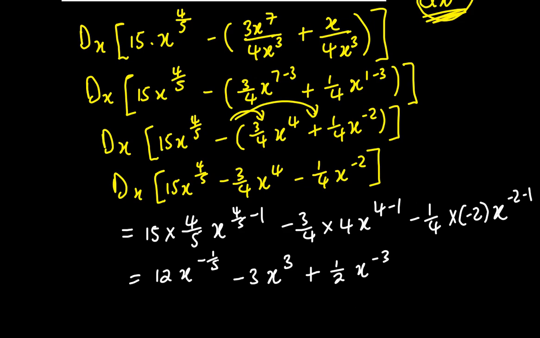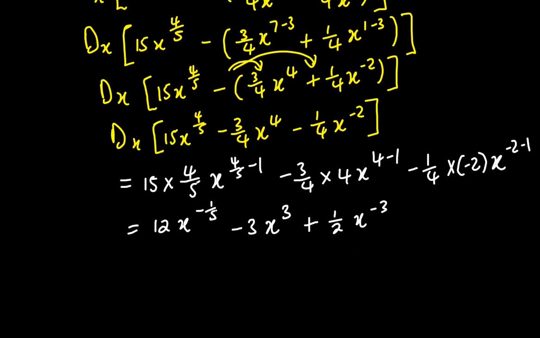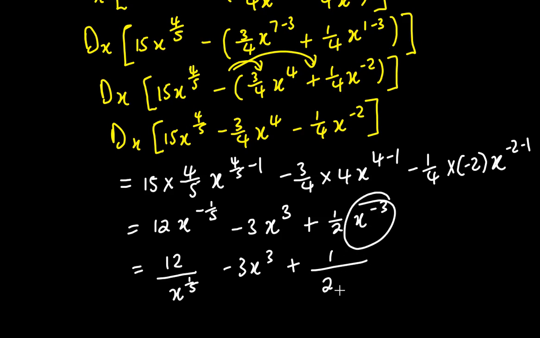Now remember, if they want you to leave it in positive exponent, you can just say 12. Then remember, as a numerator, it has a negative exponent. As a denominator, it's going to have a positive exponent, right? And then here you're going to say negative 3x to the power 3. And then here you're going to have 1, and then the denominator is 2. Then this is going to join the denominator, but the exponent would be positive instead of being negative. Okay, so that is how we solve it.